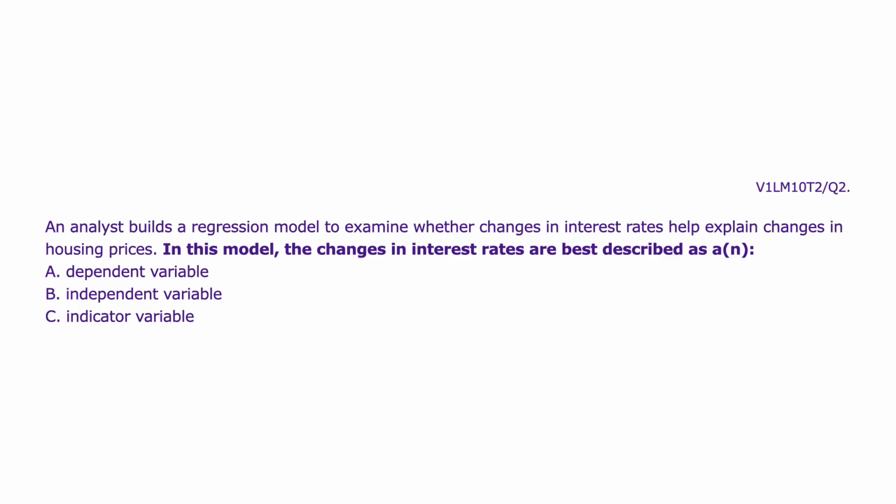An analyst builds a regression model to examine whether changes in interest rates help explain changes in housing prices. In this model, the changes in interest rates are best described as: A, dependent variable; B, independent variable; C, indicator variable.